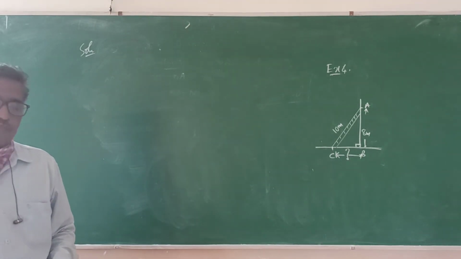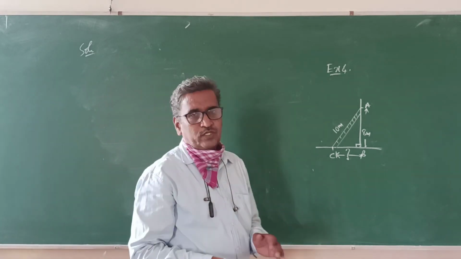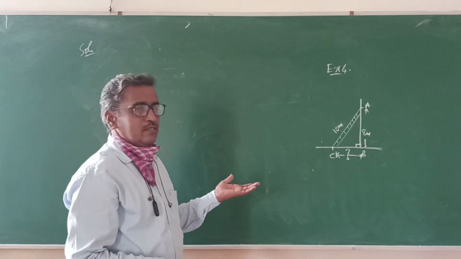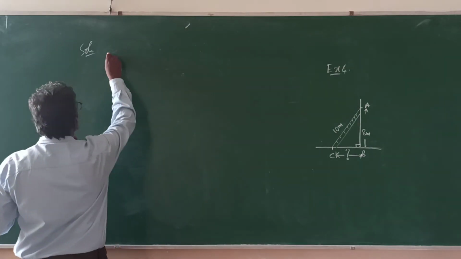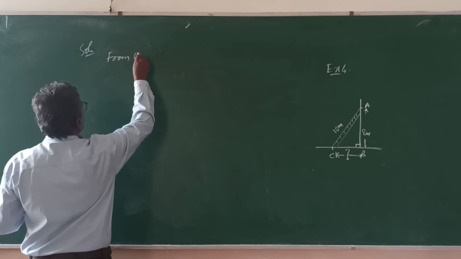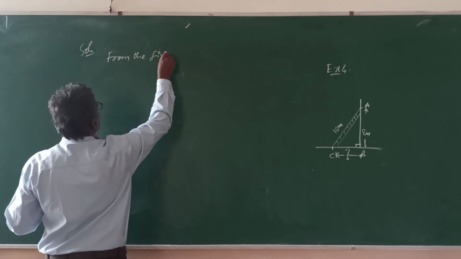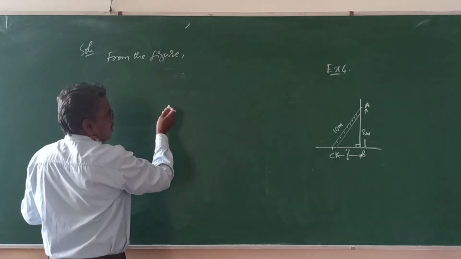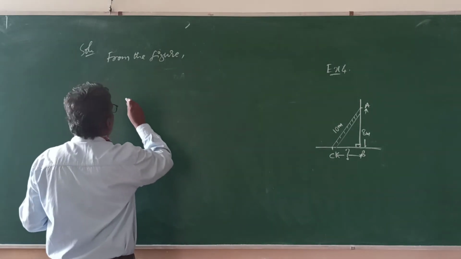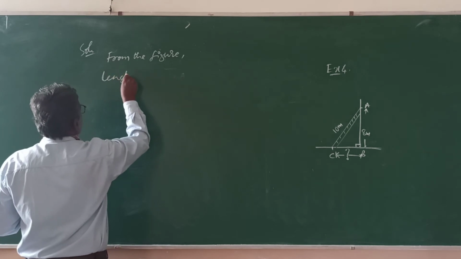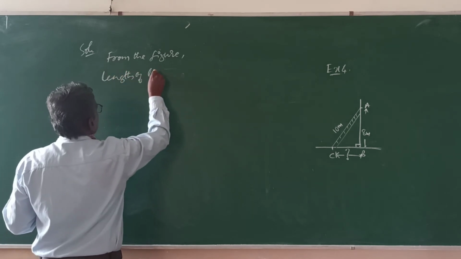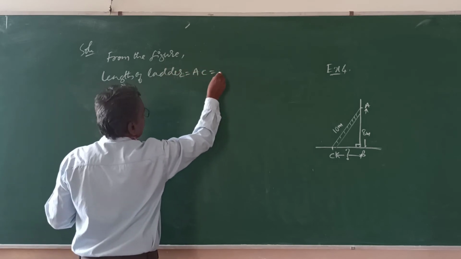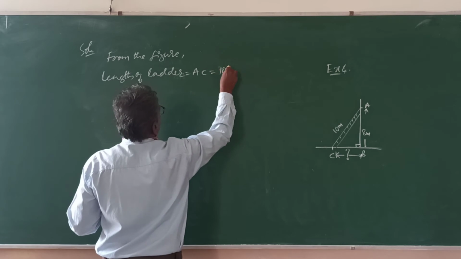Such questions are asked for 1 mark multiple choice questions, sometimes 2 marks questions. A simple one. As seen from the figure, the length of the ladder, that is AC, is equal to 10 meter.